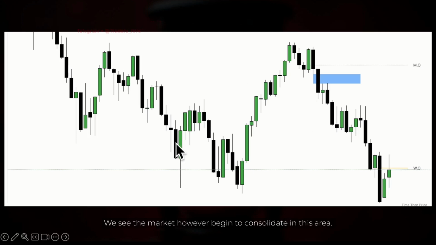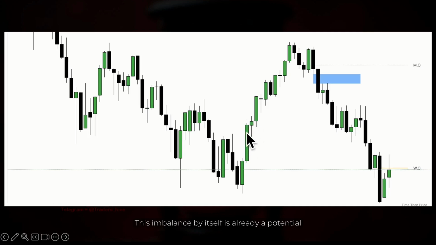We see the market, however, begin to consolidate in this area. Eventually, this consolidation leads to an expansion leg higher. Notice, however, how these relative equal lows were left intact. We see the market run higher and notice that we see this imbalance getting created.